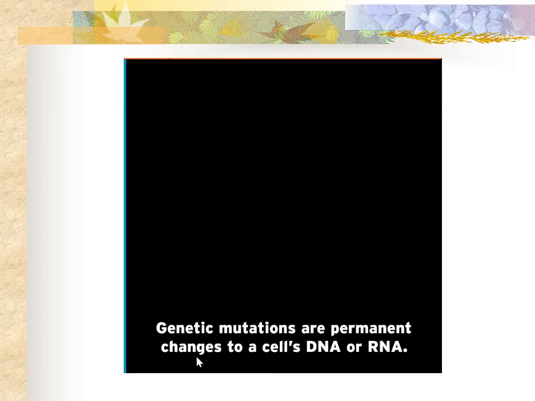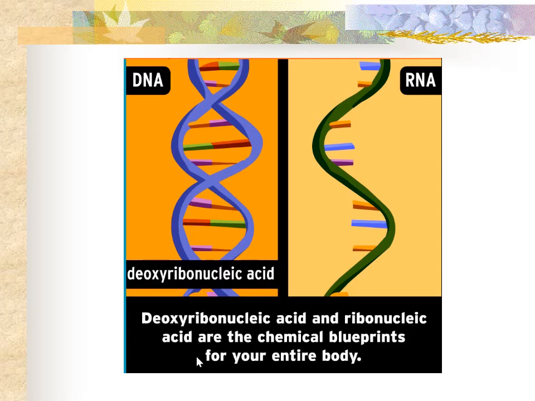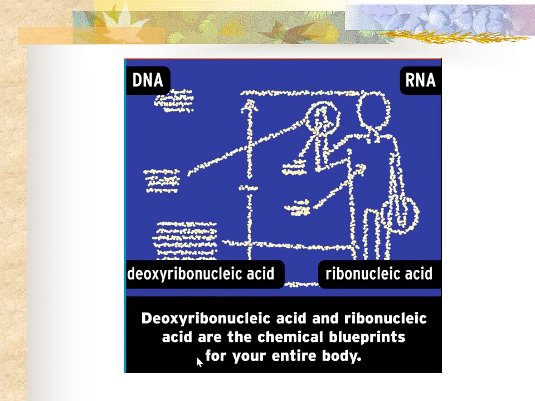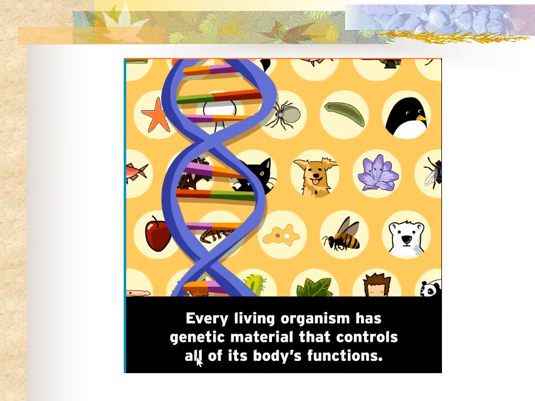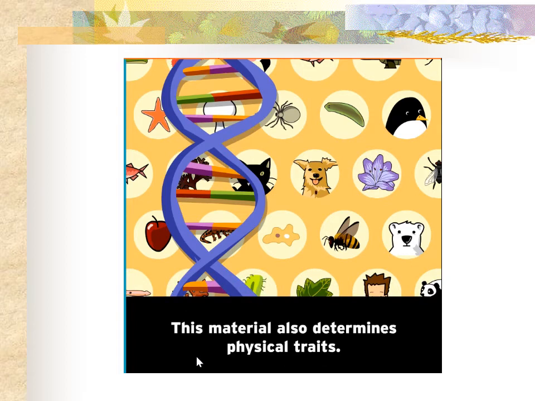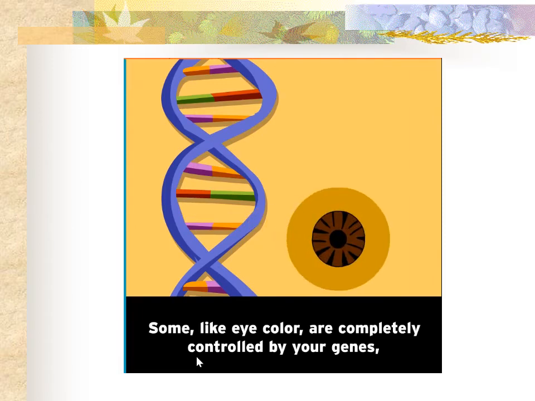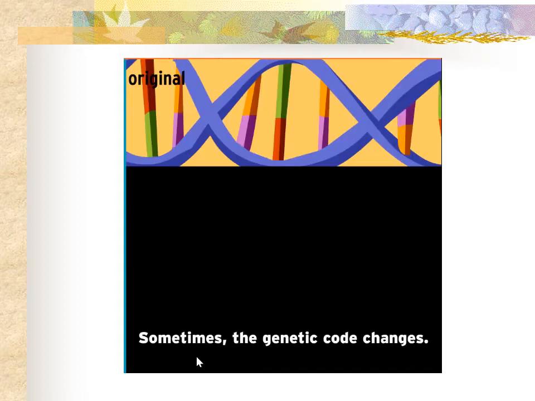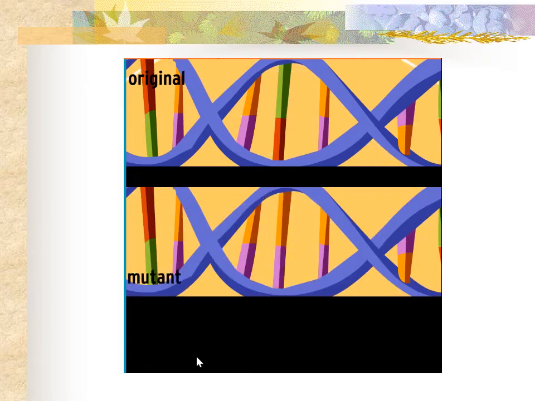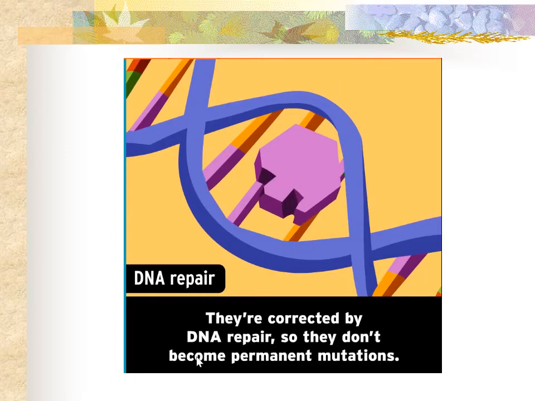Genetic mutations are permanent changes to a cell's DNA or RNA. Deoxyribonucleic acid and ribonucleic acid are the chemical blueprints for your entire body. Every living organism has genetic material that controls all of its body's functions. This material also determines physical traits. Some, like eye color, are completely controlled by your genes, while others, like height, are a product of genes plus environment. Sometimes the genetic code changes. No, most of these changes do nothing at all. They're corrected by DNA repair, so they don't become permanent mutations.